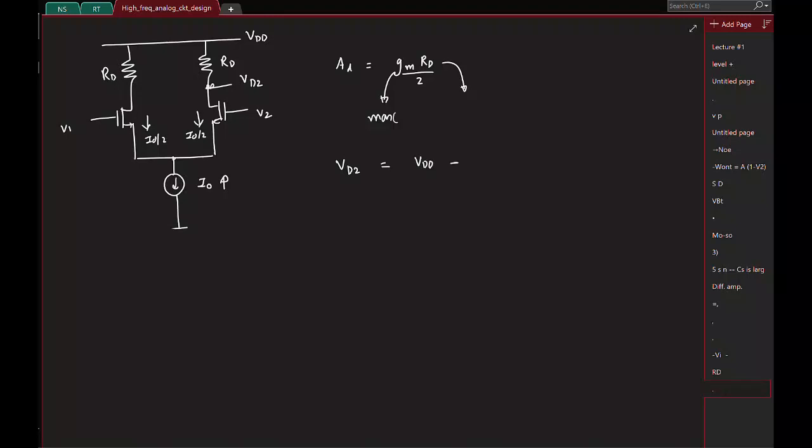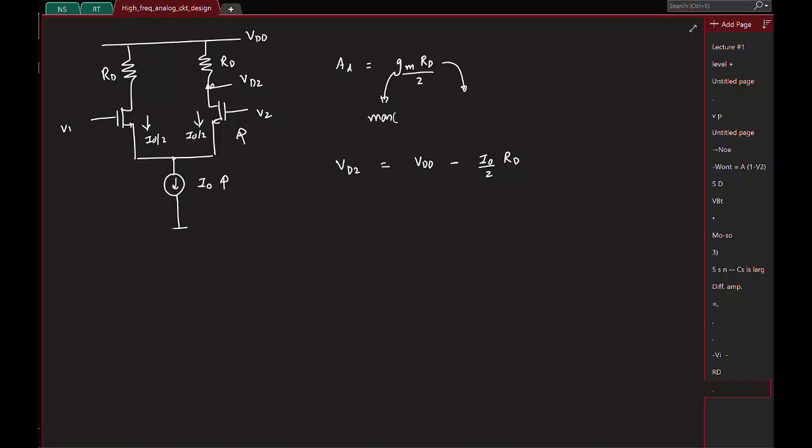It's VDD minus the drop across the resistor RD, that is I0 by 2 times RD. Okay. So now if I keep increasing RD, what happens? VD2 will start to decrease, right? And obviously, you need to retain this guy in saturation region. So which means I'll have to start to increase VDD, and that's obviously not possible. So this is a limitation if you keep increasing RD directly.